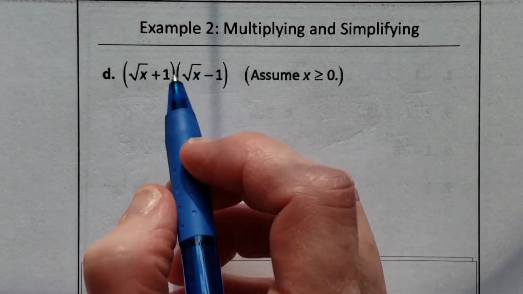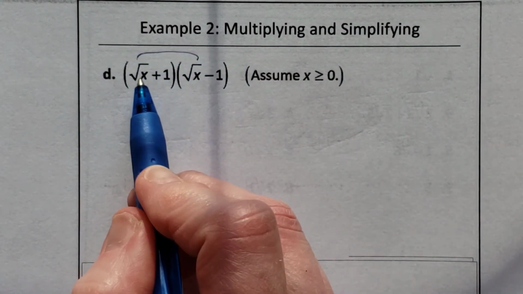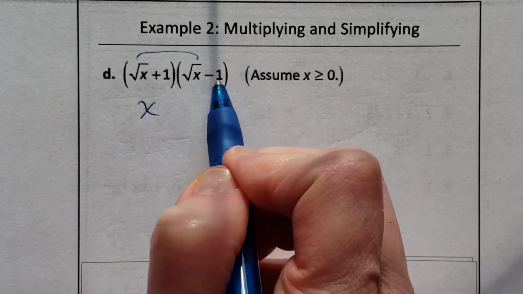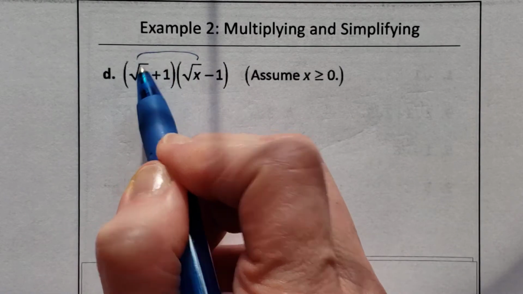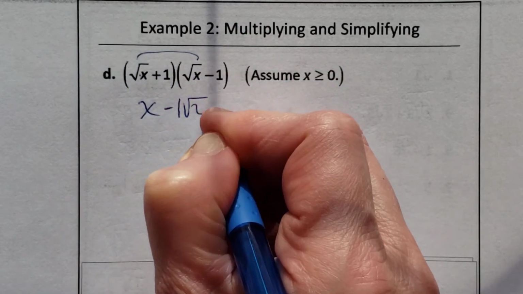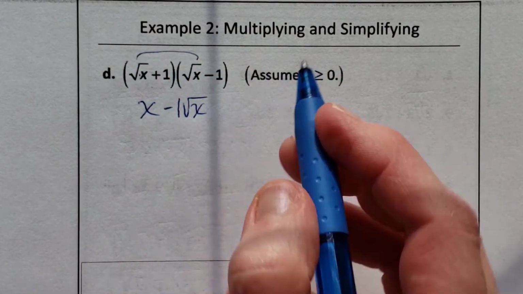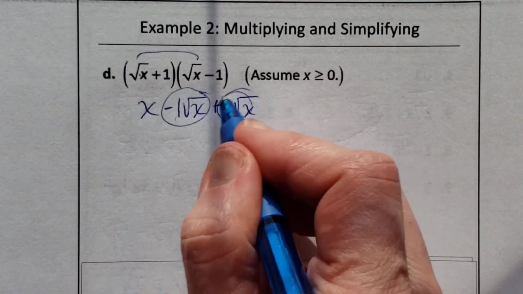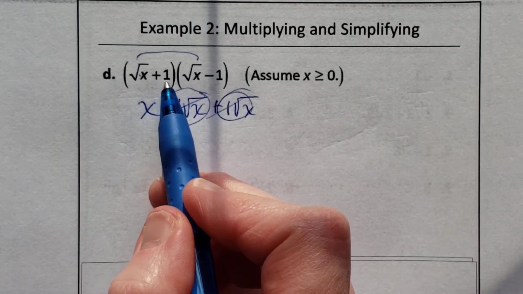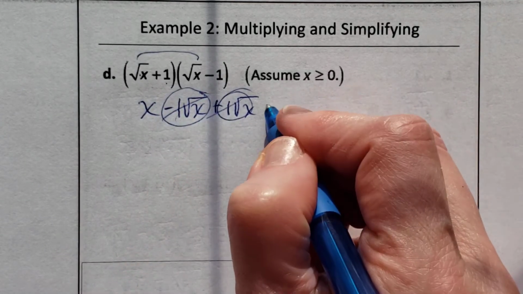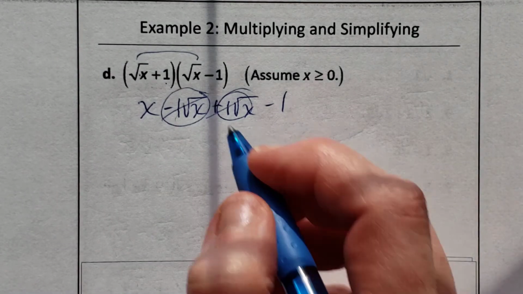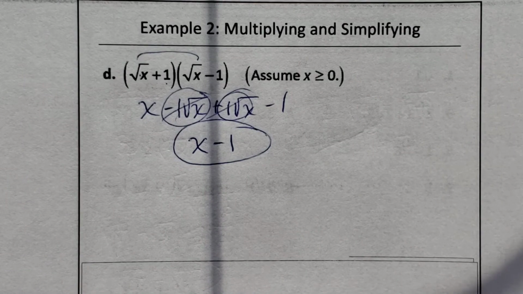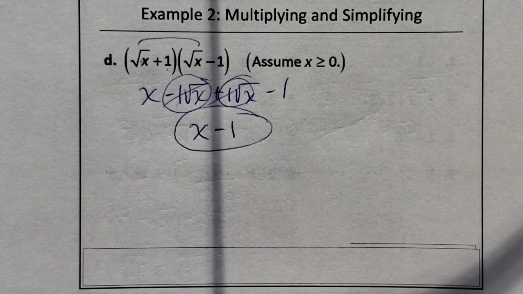So, same thing, we're foiling. So, square root of x times square root of x is x. Then we'd have negative 1 square root of x, negative 1 square root of x. On the inside, we'd have 1 square root of x. I just wrote those ones to show you these cancel. And then we have 1 multiplied by negative 1, and we get negative 1. So our final answer is x minus 1. X and 1 are unlike terms, so we can't go any further.